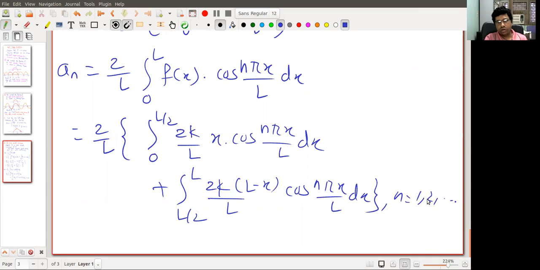Now we need to use integration by parts. There is the product x multiplied by cosine, and here it is (L minus x) multiplied by cosine. So let us see. We call this as 1. We find these integrals separately and then substitute.